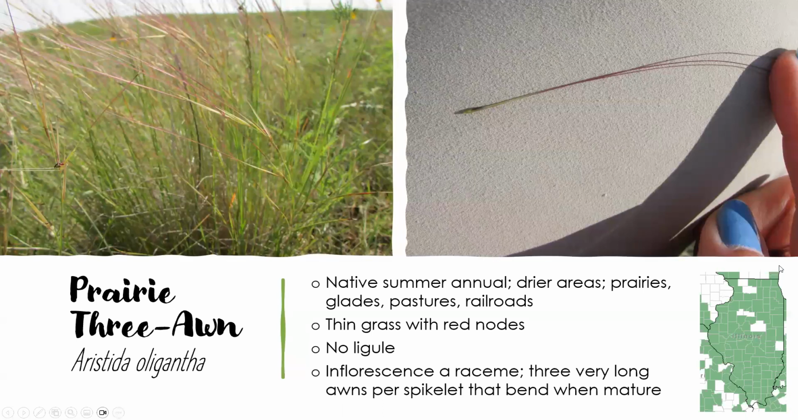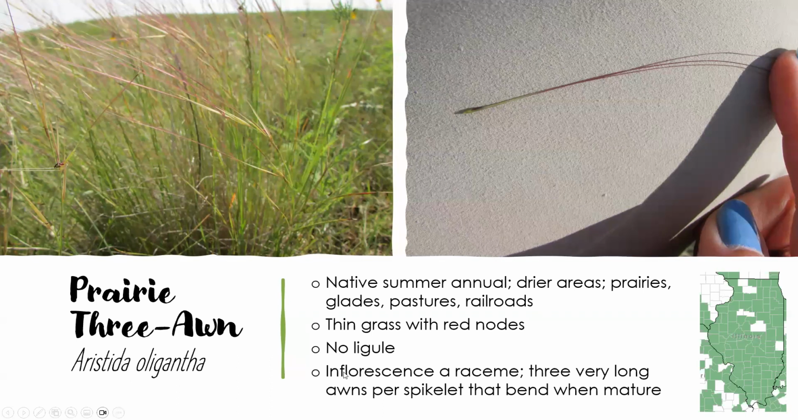The first one we're going to look at is a grass called Prairie Three-Awn. And this is an example of a grass that has a really great common name that describes it really well. That doesn't happen often, but this one is definitely one of those. So this grass is one of 10 different species in this genus, Aristida, in Illinois. And it is a summer annual, and it's a native. So I talked about how most of these are non-native grasses, but this one is from Illinois.